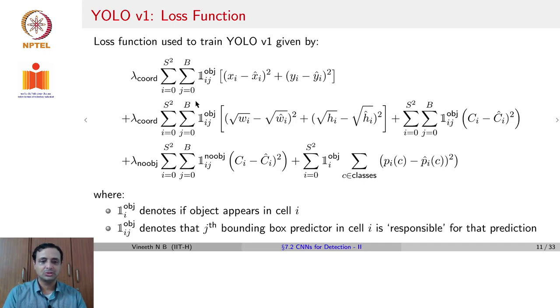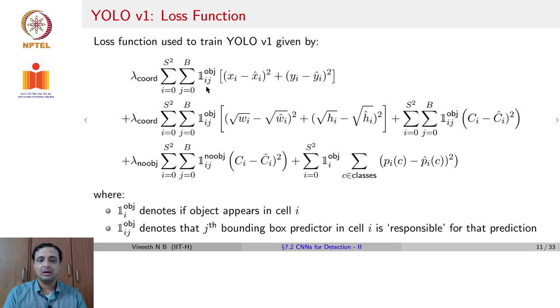So the first term, so let me first explain these indicators here. 1_ij^obj indicates if the jth bounding box predictor in cell i is responsible for that prediction. Remember, every cell predicts B bounding boxes. So ij here corresponds to the jth bounding box predicted by the ith cell, and 1_i denotes if an object appears in cell i. Now let's look at what each of these quantities are doing.